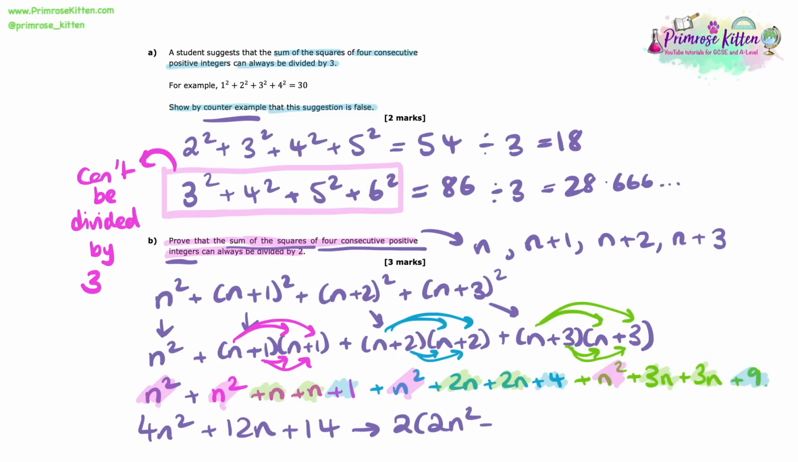The way we can do that is by taking out a factor of 2. So we're going to say 2 and then brackets 2n squared plus 6n plus 7. And the fact we've got that 2 outside the bracket, all of these have been factorised out by that factor of 2, shows us that it is divisible by 2. And that is our proof done.